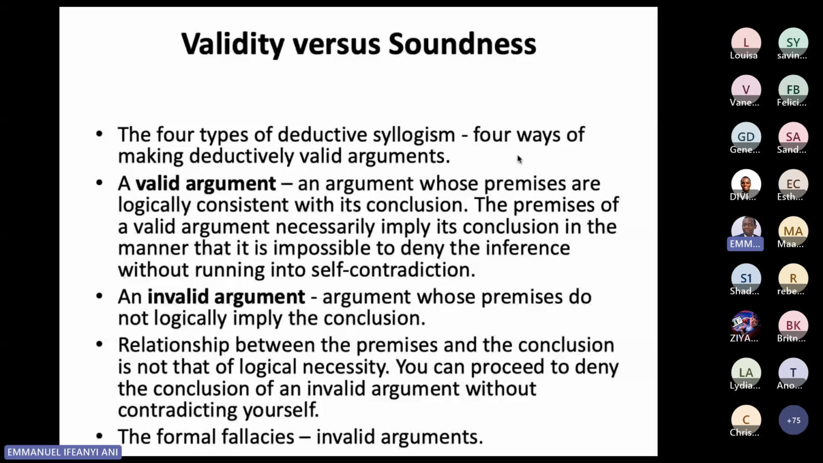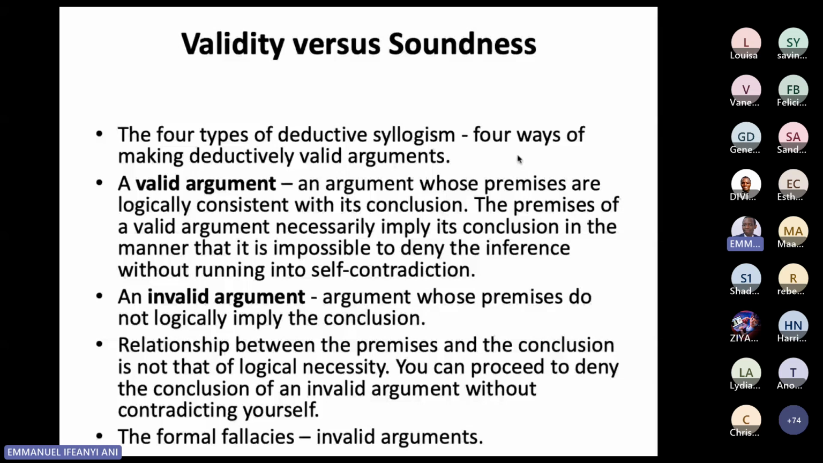A valid argument is an argument whose premises are logically consistent with its conclusion. The premises of a valid argument necessarily imply its conclusion, in the manner that it is impossible to deny the inference without running into self-contradiction. An invalid argument is an argument whose premises do not logically imply the conclusion. The relationship between the premises and the conclusion is not that of logical necessity. You can proceed to the conclusion of an invalid argument without contradicting yourself.